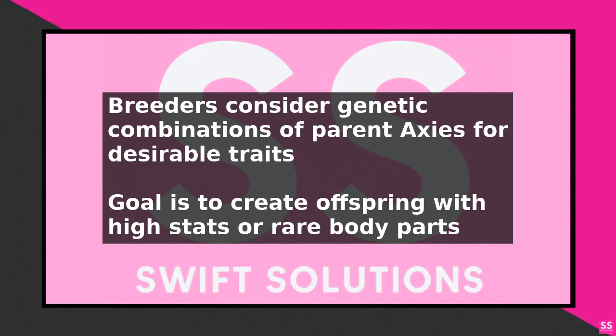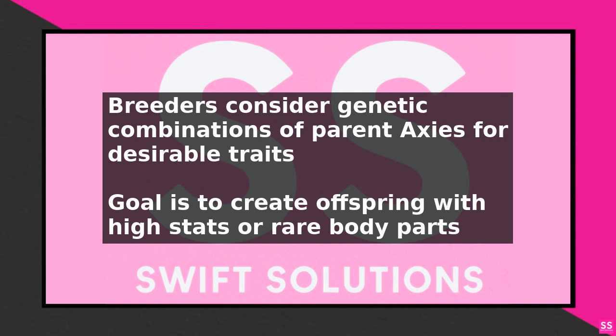To illustrate this concept, let's consider a practical example. Suppose we have 2 parent Axies, one with a dominant gene for a rare horn and the other with a recessive gene for the same horn. If we breed these 2 Axies, the offspring will have a 50% chance of inheriting the dominant gene and expressing the rare horn. However, if the offspring inherits the recessive gene, it may still express the rare horn if the dominant gene is not present.